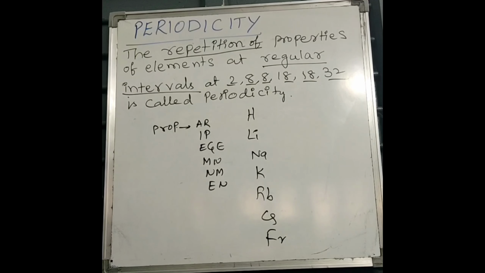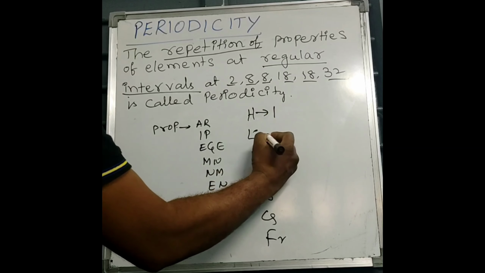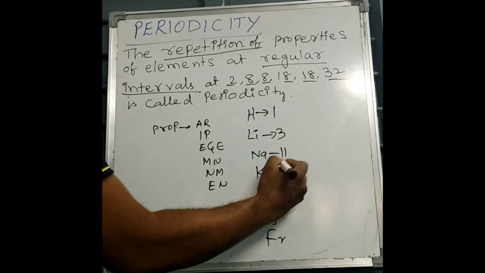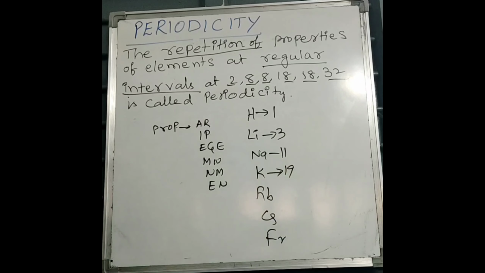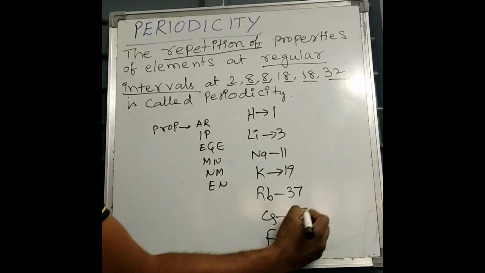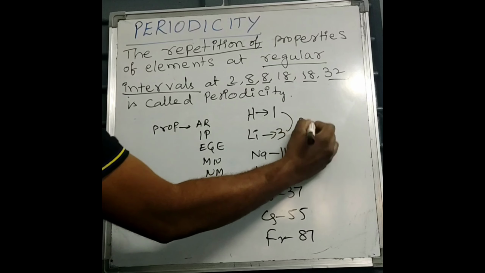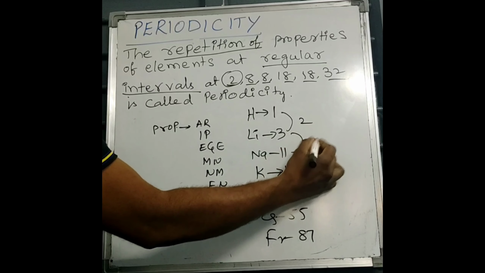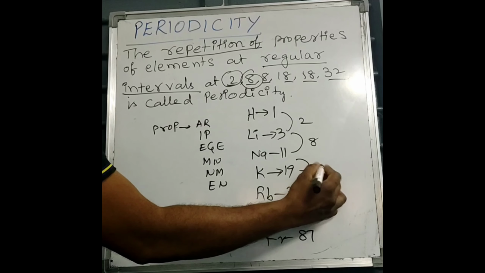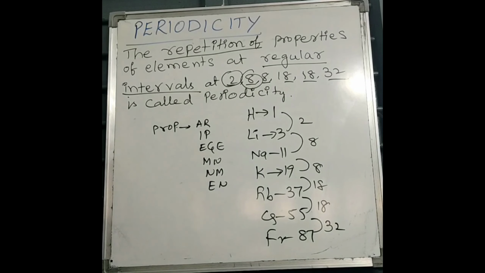The atomic numbers of these elements are, for hydrogen how much? 1, 3, 11, 19, 37, 55 and 87. So we will check the differences. So here 2, 8, like that 8, 18, 18, 32.